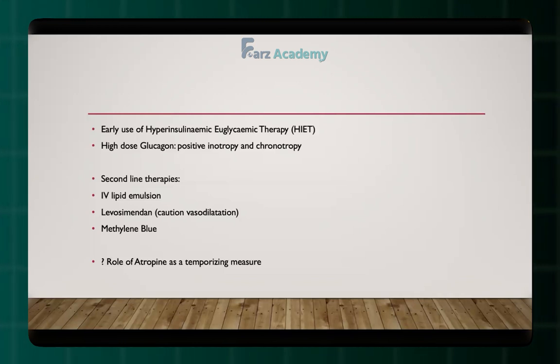And the second line therapies include IV lipid emulsion, levosimendan, which is a calcium channel sensitizer, causes vasodilatation, and methylene blue. There is some role of atropine as a temporizing measure to counter the bradycardia.